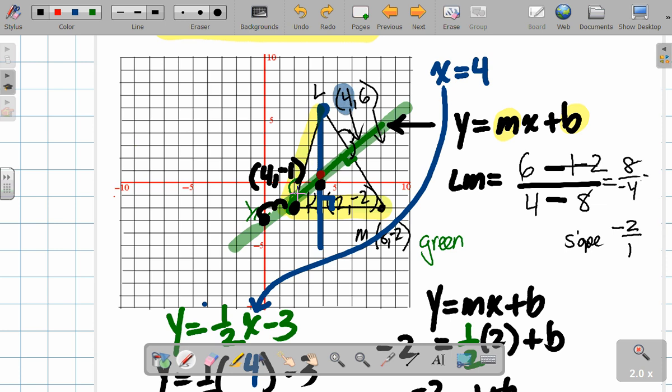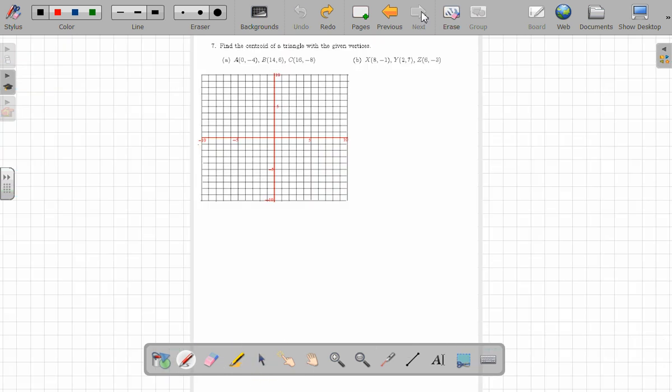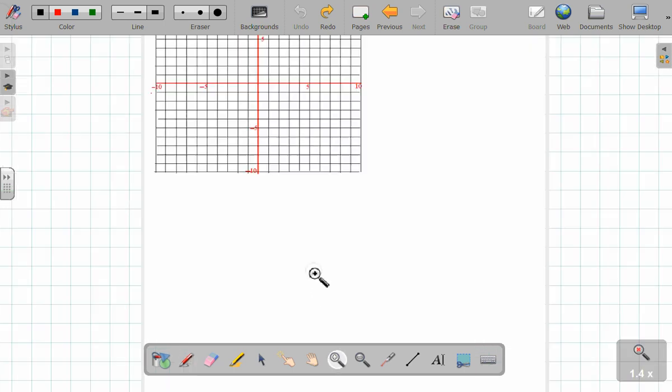All righty. Questions? No? Yes? No? Okay. Let's see. What's left? Centroid? All right. Do you want A or B? B. All right. Got it. Let's go ahead and graph that.